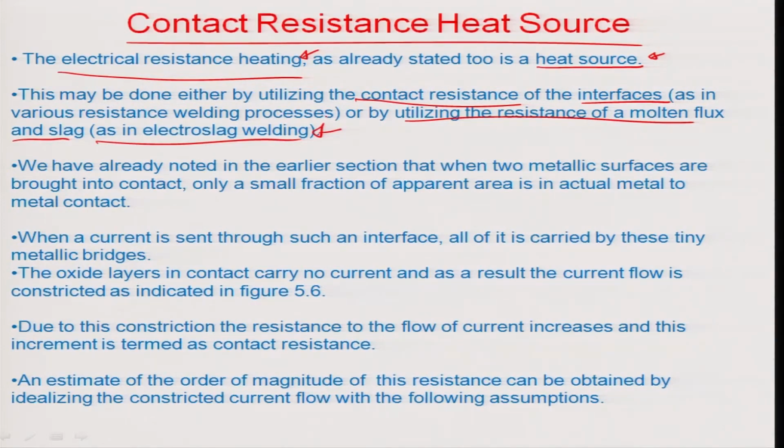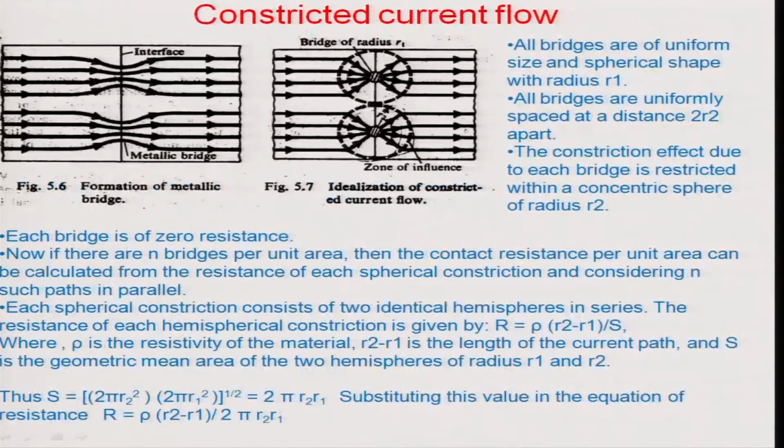Both are contact resistance based heating, and we have already noted in the earlier section that when two metallic surfaces are brought into contact, a small fraction of the apparent area is the actual metal to metal contact. So, supposing there are tiny metallic bridges between two such materials, you can see these bridges getting formed here because of deformation. If I assume the radius of such a bridge to be r1, and we also assume that between the two bridges is a gap of about 2r2.